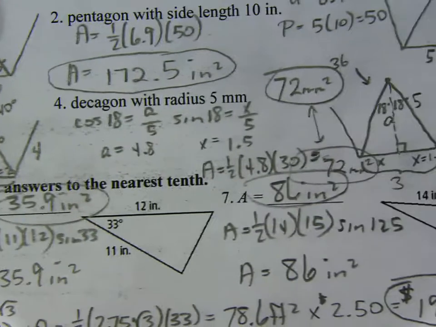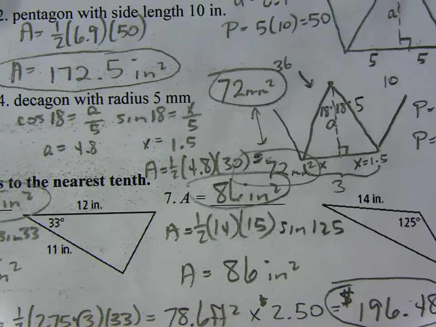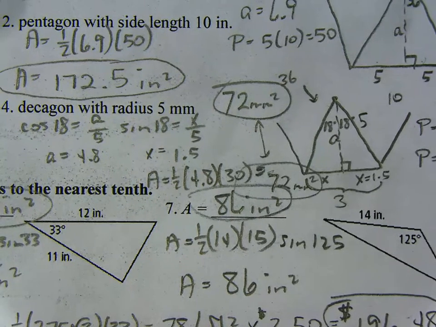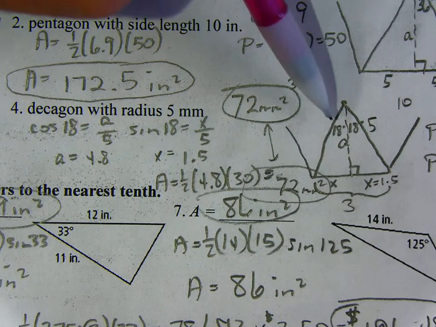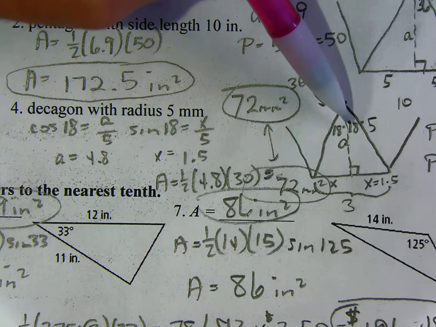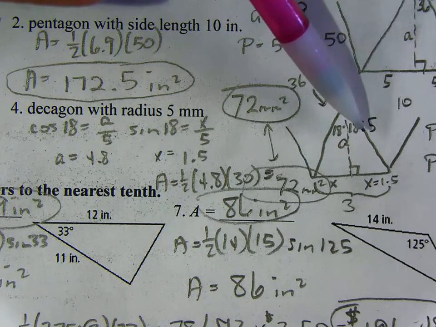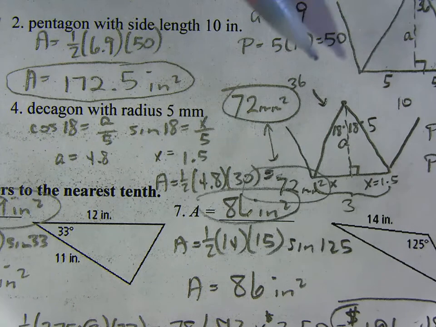The next one was a decagon, 10 sides. So a 10-sided polygon, that triangle would look like this. 360 divided by 10 would be 36, so it would be 18 and 18. The radius is 5, so we have to use sine and cosine again.